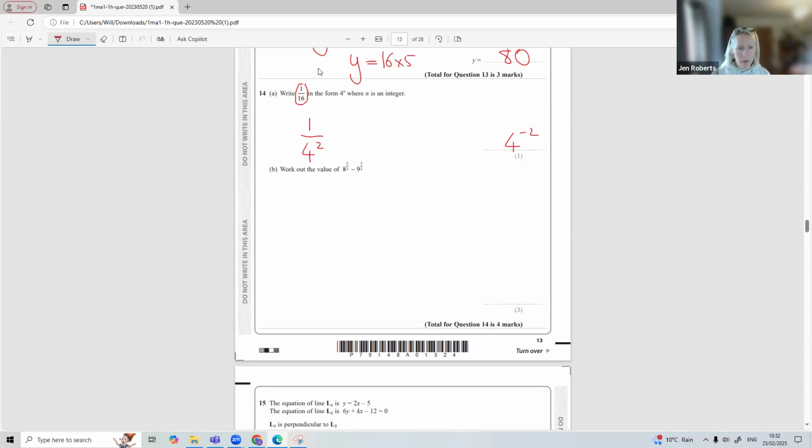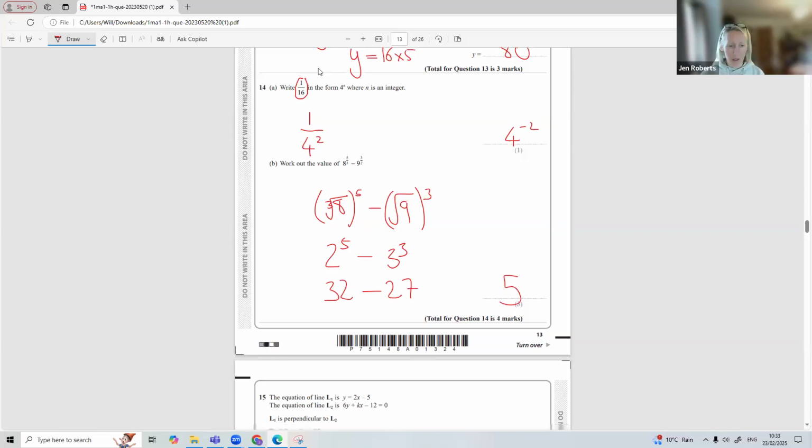8 to the power 5 over 3. That 3 means the cube root of 8 to the power 5. This 2 means the square root of 9 to the power 3. Cube root of 8 is 2, so 2 to the power 5, minus square root of 9 is 3, 3 cubed. 2 to the power 5 is 2 times 2 times 2 times 2 times 2. 2, 4, 8, 16, 32. 3 times 3 times 3. 3 times 3 is 9, times 3 is 27. 32 take away 27 is 5.